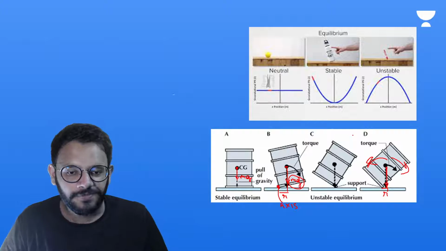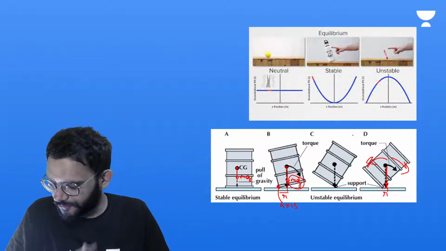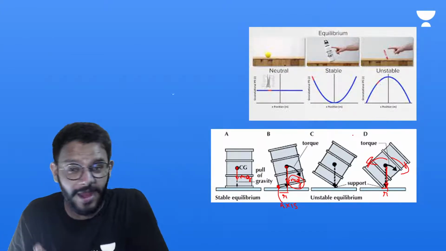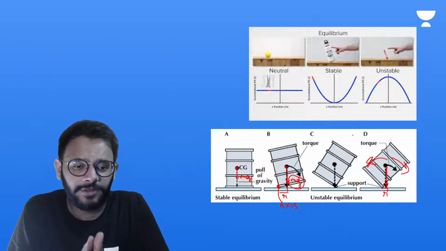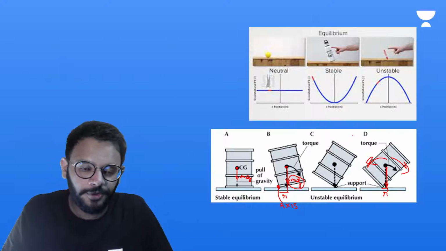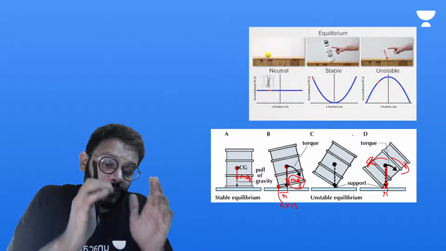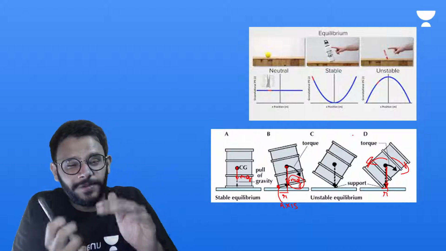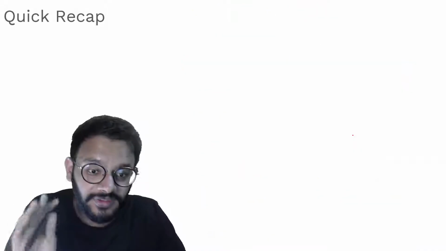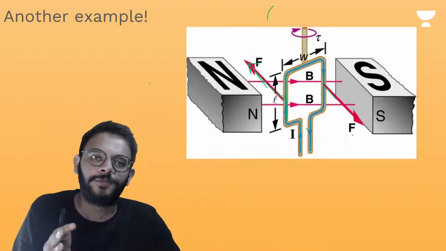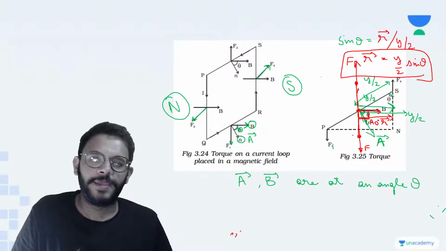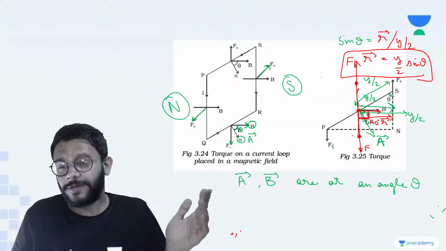And if you are just joining with me right now, just go through my lesson where I was explaining to you कि कैसे torque से this tumbler is going to topple about, and the same scenario is with my current carrying loop as well.